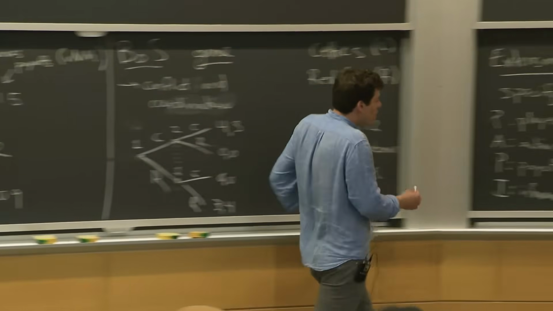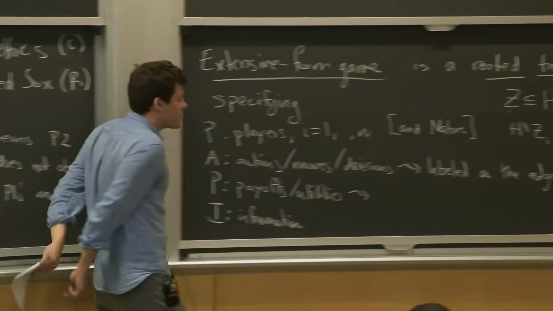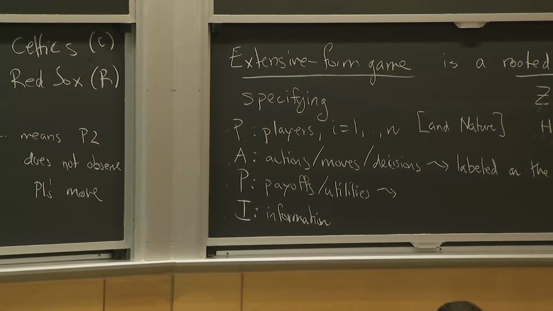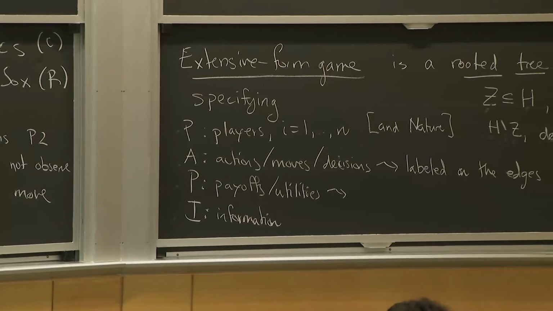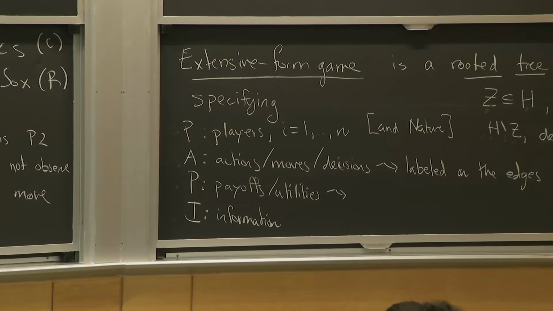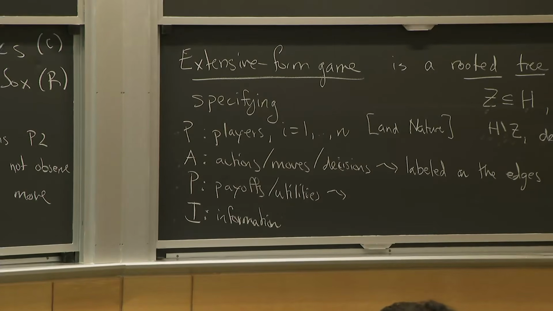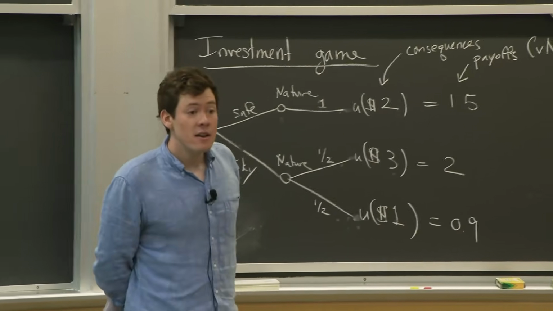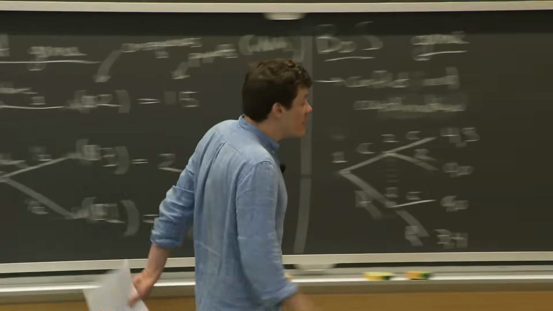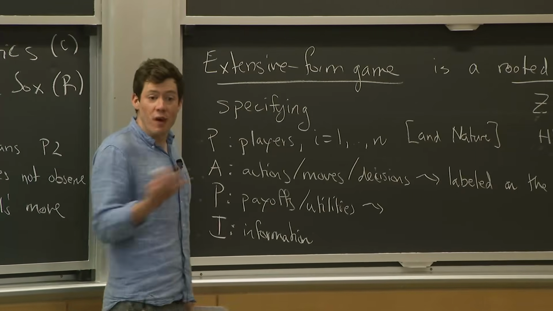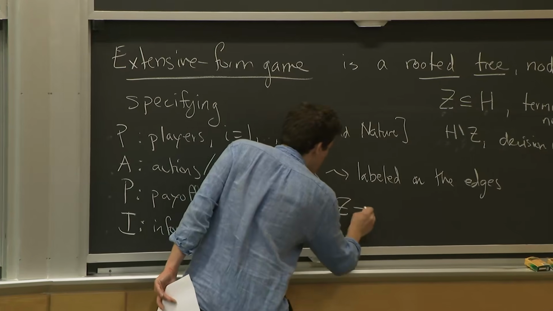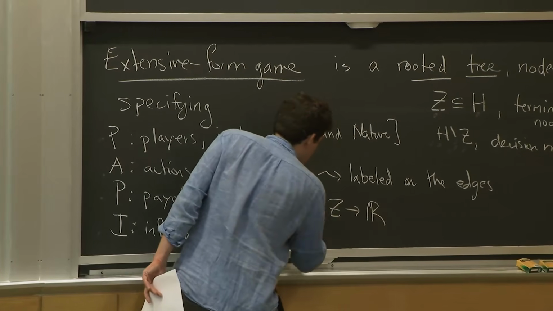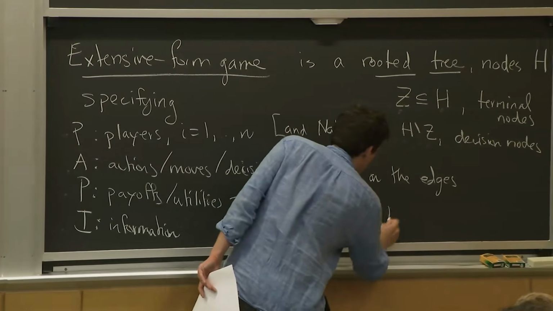Payoffs or utilities. Well, based on what I've said, can anyone guess how we're going to specify the payoffs or utilities in this game? Any thoughts? Shy? Yeah? Say again? Set of utilities associated with each outcome. Exactly. And the way we're going to write that is we're going to have n utility functions, one for each player. So we're going to say we're going to have a utility function u_i from Z to R for i equals 1 through n.